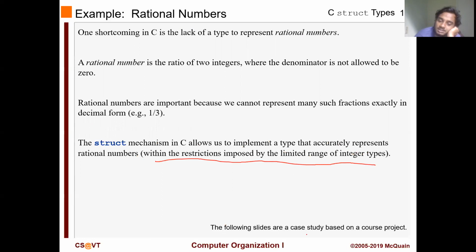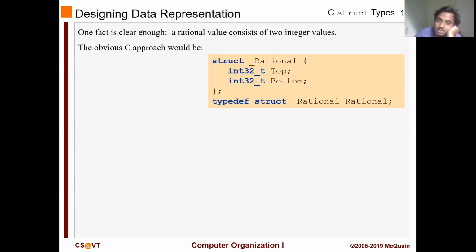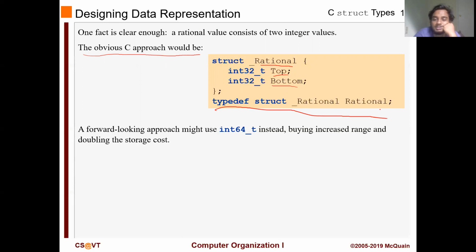The following slides are a case study based on a course project, which will not be in this semester, but maybe in some other semester, who knows. Designing data representation. One fact is clear enough: a rational value consists of two integer values. The obvious C approach would be to create a structure called rational. We have the top and the bottom. We define it like this.